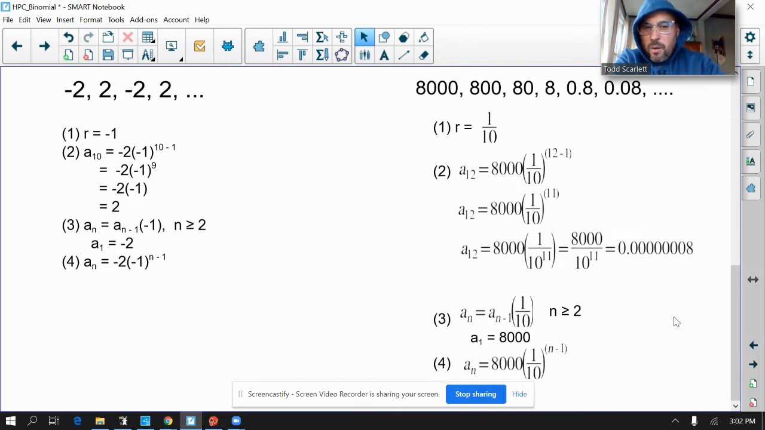There's the recursive formula and the explicit formula. And that is it, my friends. You now are totally equipped to enjoy the sequence homework on MyMathLab, and that's due this Friday.